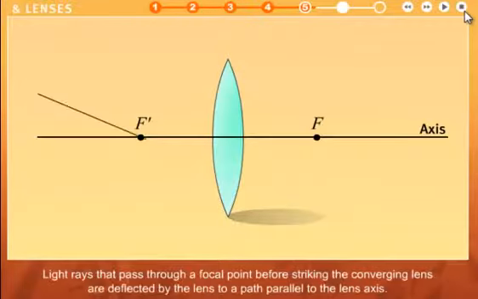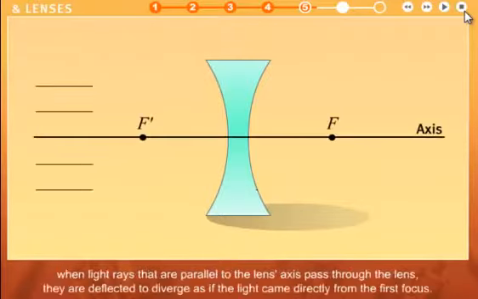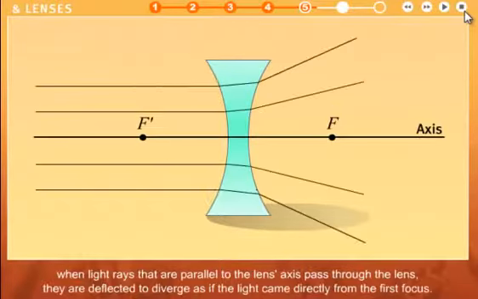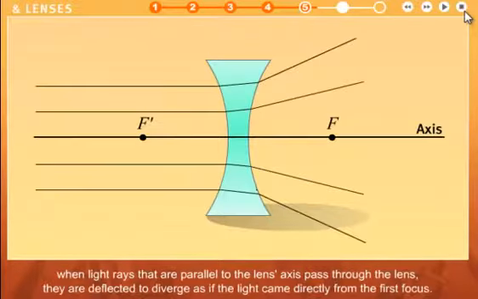Light rays that pass through a focal point before striking the converging lens are deflected by the lens to a path parallel to the lens axis. In a diverging thin lens, the roles of the two focal points are reversed. When light rays that are parallel to the lens axis pass through the lens, they are deflected to diverge as if the light came directly from the first focus.